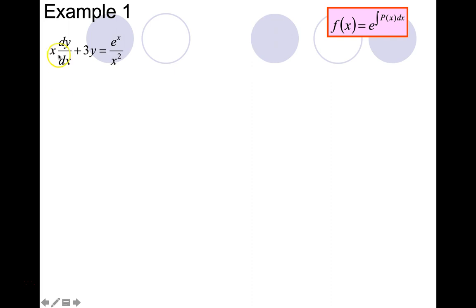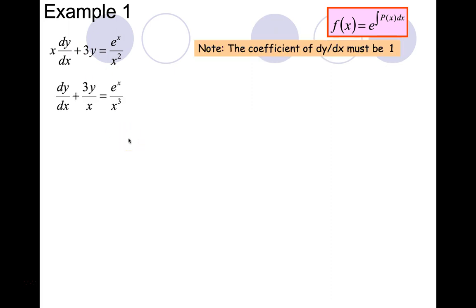Always remember that the coefficient of dy over dx should be 1. And then you should have y times p of x here. So if you have to solve this differential equation, you need to arrange it such that the coefficient of dy over dx is 1. And then this one should be y times some function of x, right? So p of x should be the coefficient of y here, which is 3 over x, right? p of x is 3 over x.